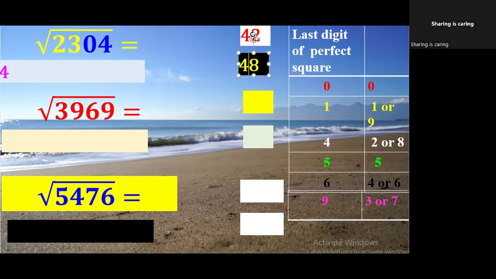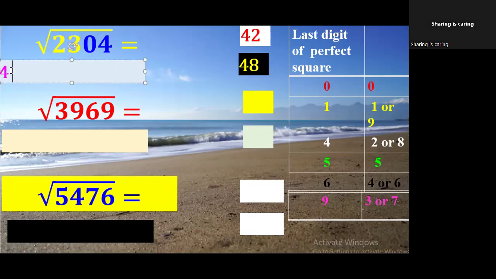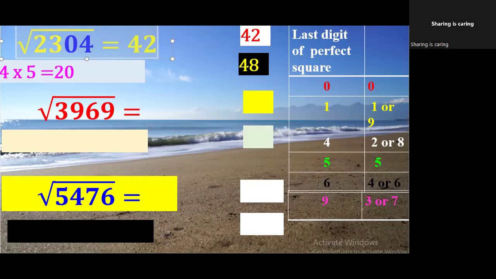Now the next step: how to identify whether the number is 42 or 48. Now we need to follow the third step. I will multiply this 4 by the next number, which is 5. So 4 times 5 is 20. Then I will compare 23 with 20. 23 is greater than 20. Therefore, the number should be 42. So the square root of 2304 is 42.